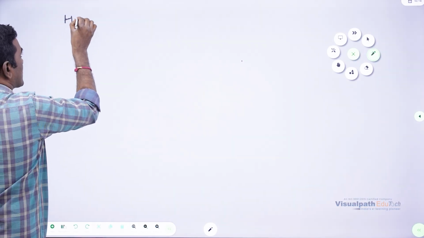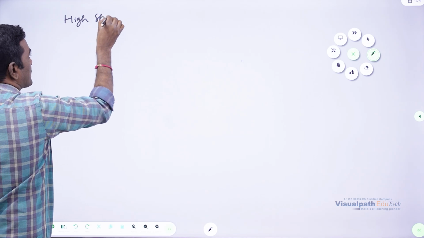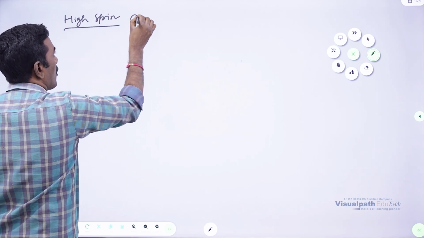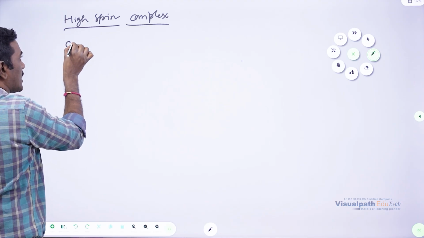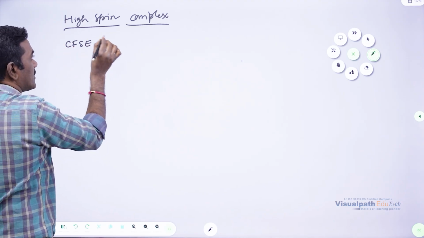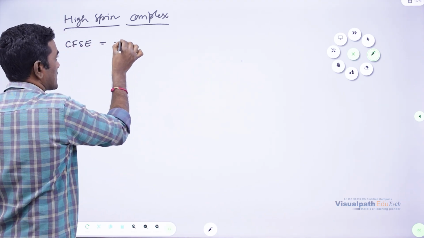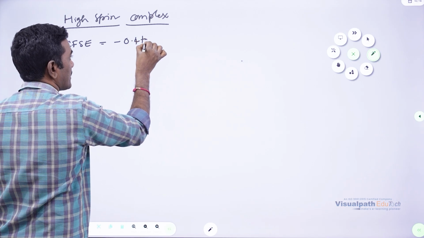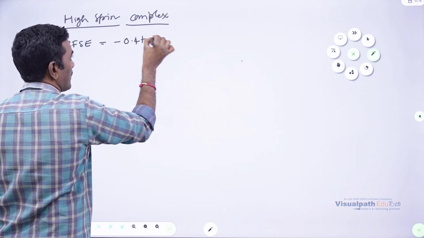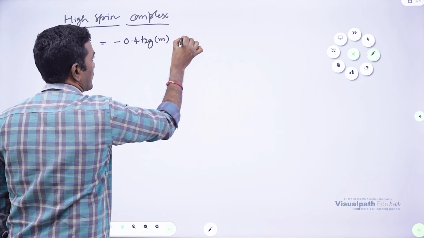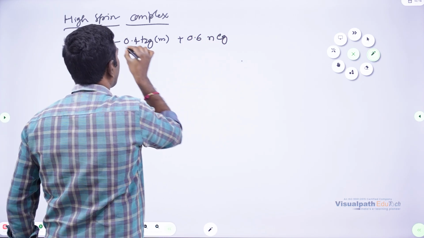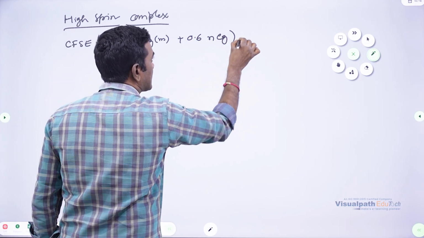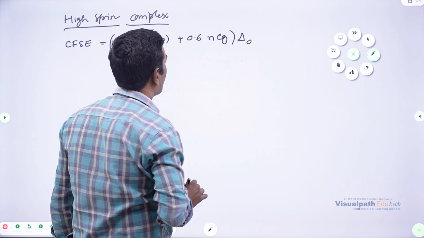For high spin complex, I am going to show all the calculations of CFSE. CFSE we have already discussed, and the formula is now very clear: minus 0.4 t2g, of course n, plus 0.6 eg, n, delta naught.